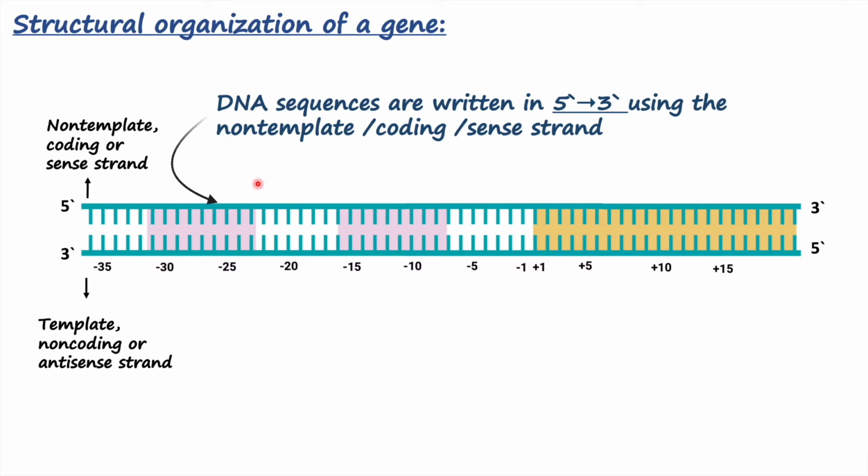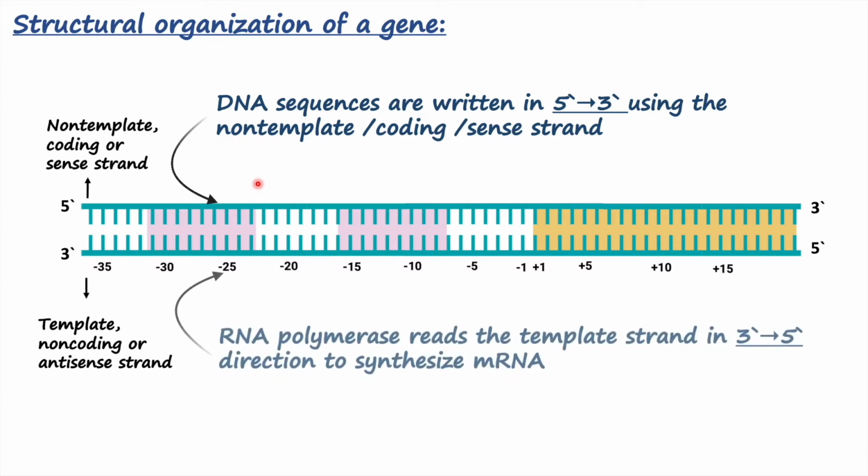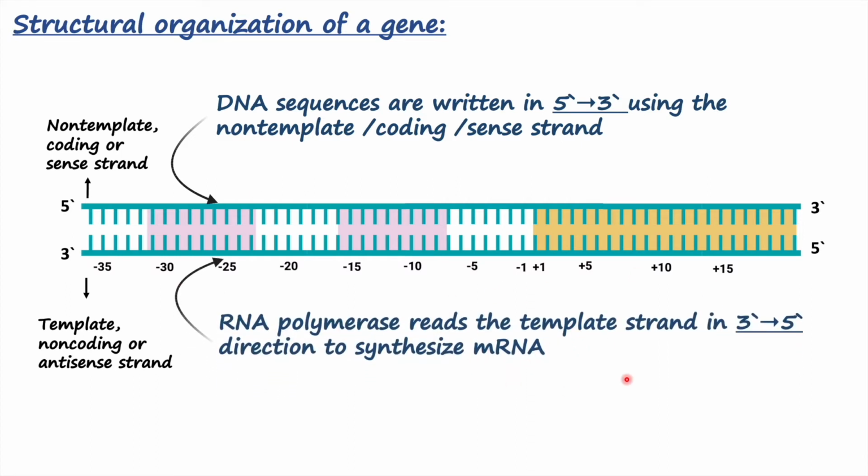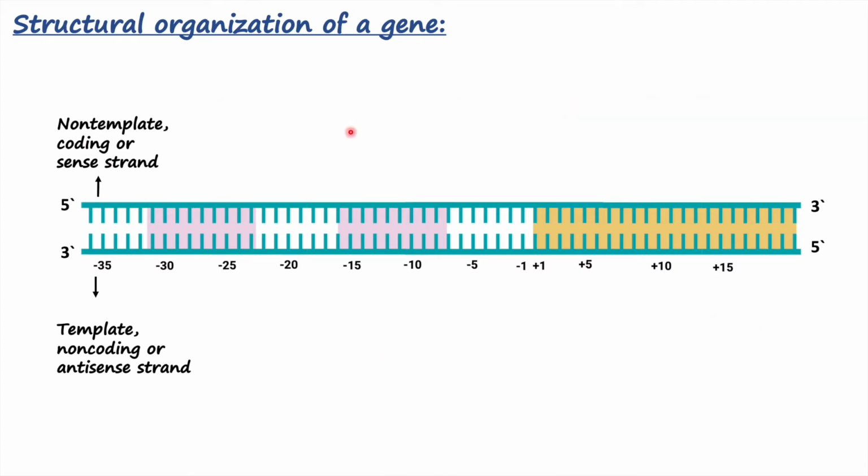On the other hand, the RNA polymerase enzyme reads the template strand in the 3' to 5' direction to synthesize mRNA. This is very basic information, but it is very important when we talk about transcription. So now let's talk about the organization of a gene.